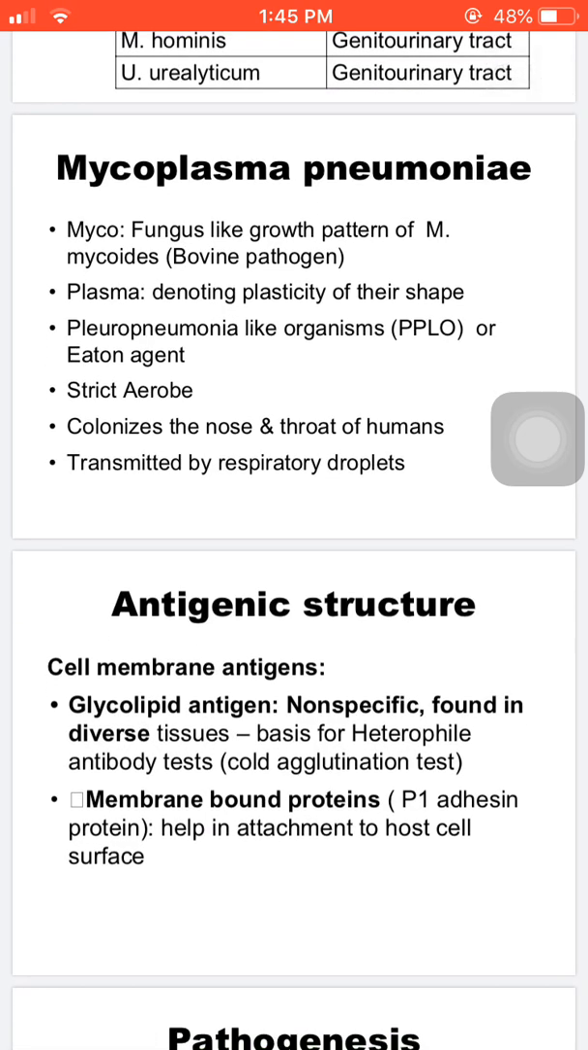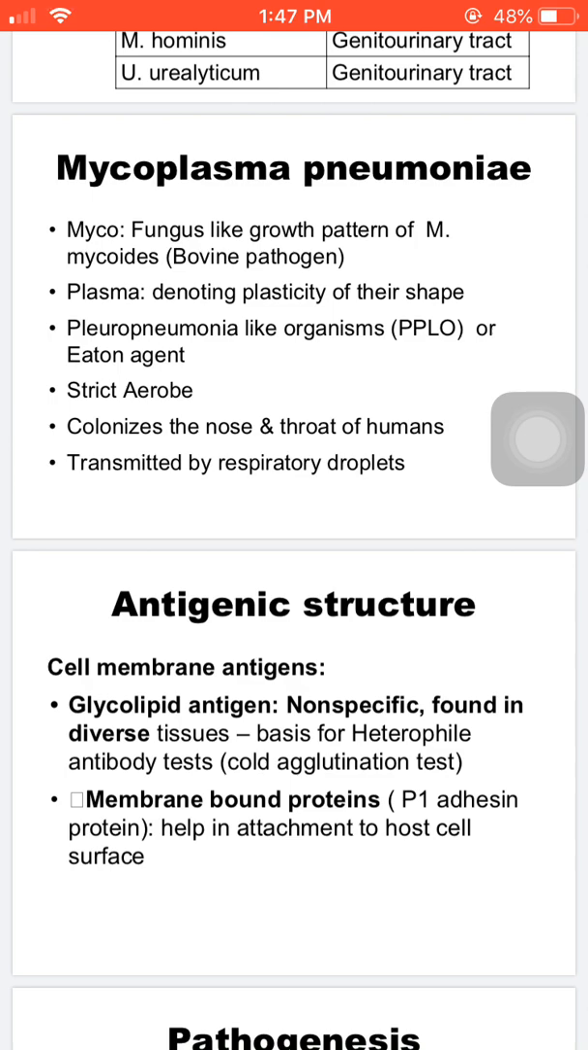Why is it called Mycoplasma? Myco, as in mycology, means fungus. So why it's called Mycoplasma is that the first Mycoplasma species was isolated from cattle, wherein it caused pleuropneumonia. It was Mycoplasma mycoides, which had a fungus-like colony morphology. That's why it obtained that myco in its name, and plasma denotes the plasticity of their shape. They're very pleomorphic, these bacteria. So hence the name Mycoplasma. They're also known as pleuropneumonia-like organisms, and Eaton agent, from the scientist who had cultured this bacteria.